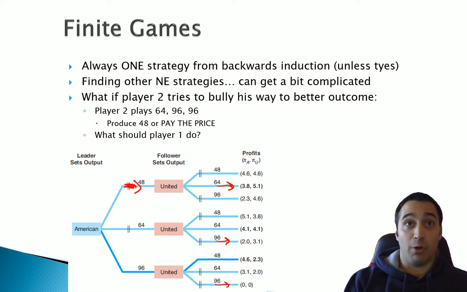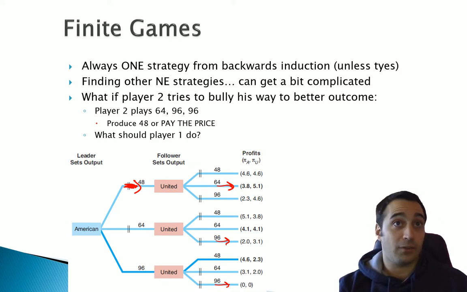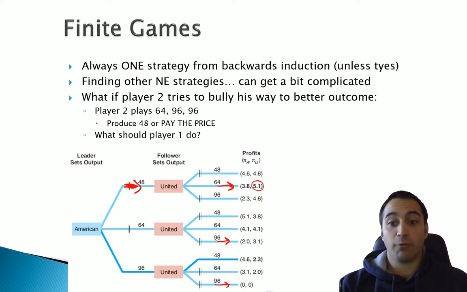Now let's check that's stable. Player 1 does not want to get 2-0 or 0-0, so they will indeed choose 48. Next, if player 1 has chosen 48, will player 2 want to deviate from 64? Looks like no, this 5-1 is pretty juicy. Therefore, this is a Nash equilibrium. We don't say that this is a subgame perfect Nash equilibrium because player 2 is not doing the right thing in all of the subgames. For instance, imagine that American Airlines sneezed, hit the wrong button, and ended up playing 64.